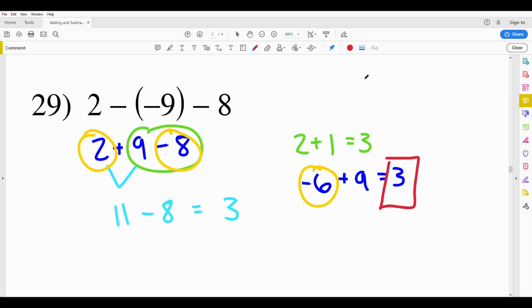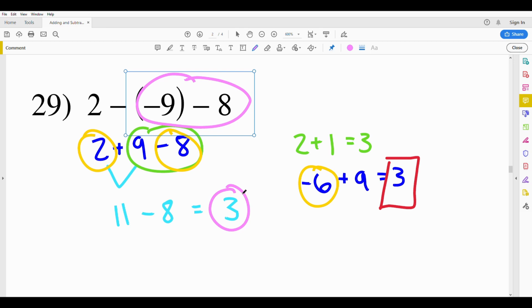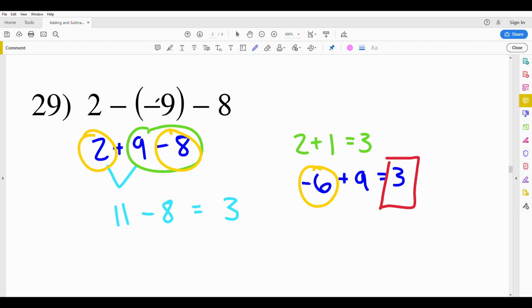And I quickly want to go back to the beginning and talk about attempting to do this problem without recognizing that the 9 is positive. If we do 2 minus a negative 9, if we try to do negative 9 minus 8 first, negative 9 minus 8 would be negative 17. And 2 minus a negative 17 would be 2 plus 17, which does not give us 3. And that's because the sign with this negative 9 should really be positive.